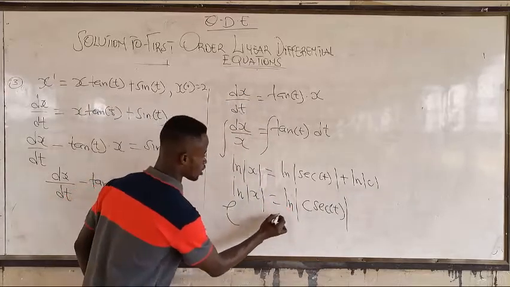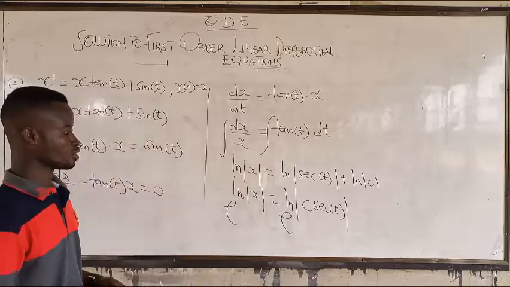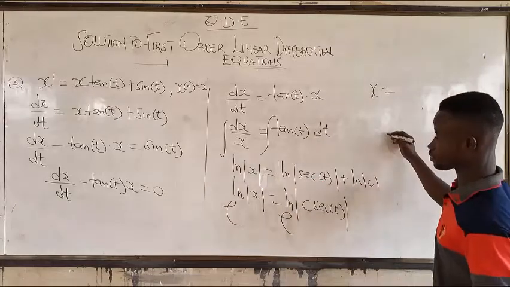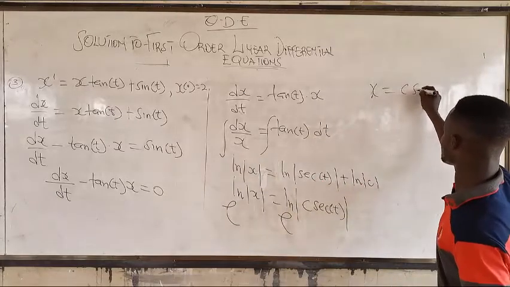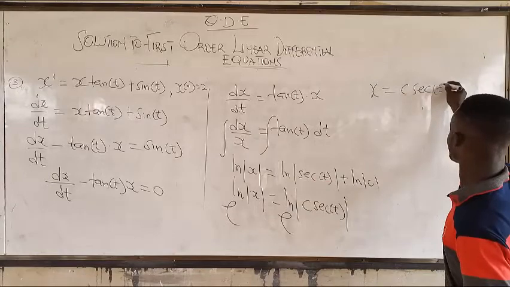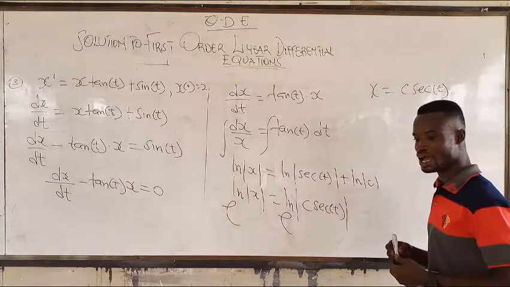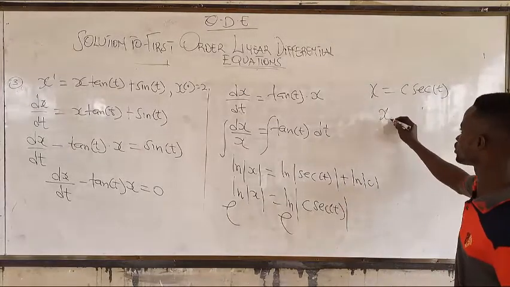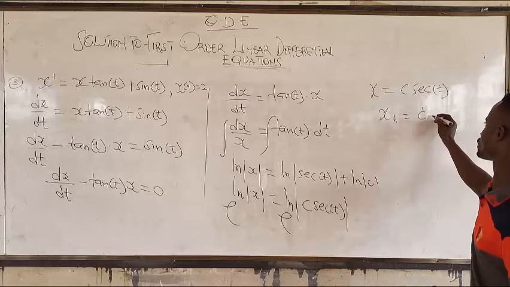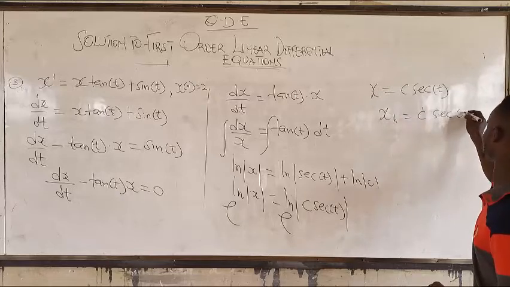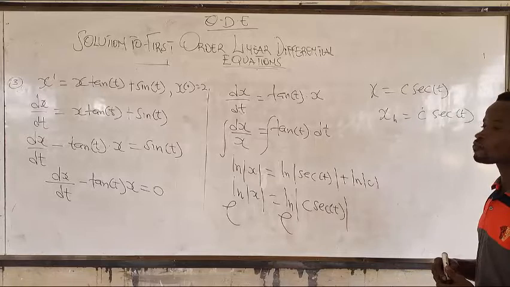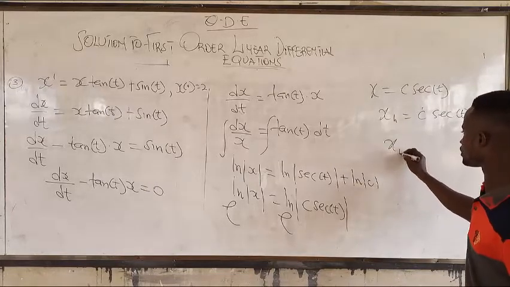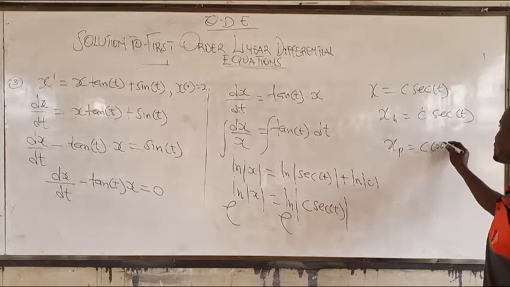Then we take the natural log of both sides. And that is going to give us s is equal to c sec t. Now, this becomes the general solution for the homogeneous part. And that is that. So for us to get the particular solution, we make c a function of t. You know the steps already.